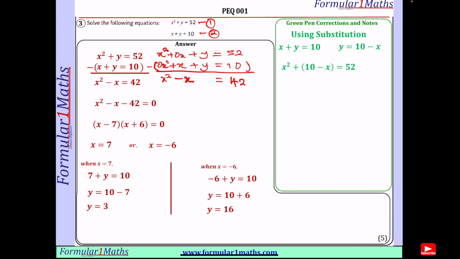We expand the bracket to get x squared plus 10 minus x is equal to 52. And then we rearrange, or bring the 52 over to this side, to get that. And then simplifying will give us x squared minus x minus 42, which is the same as this. So from here, we can continue as we did before to get the various values of x and y. And this is a substitution way of doing it.